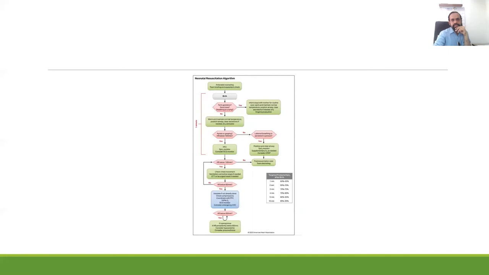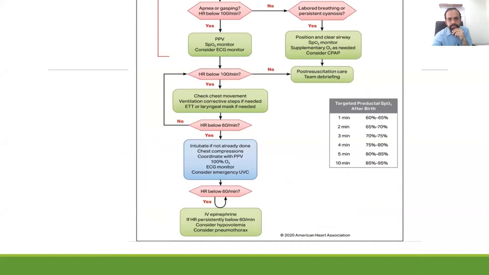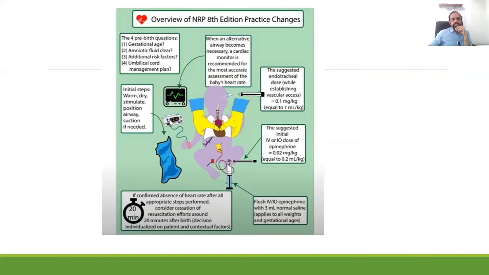So this sequence is almost the same. These are the differences. The initial steps sequence is: warm, dry, stimulate, position the airway, and suction if needed. This is the sequence.